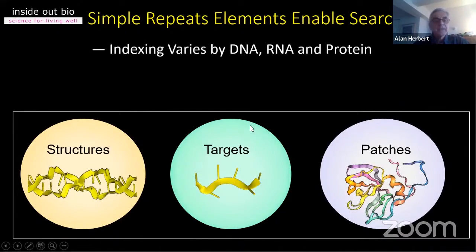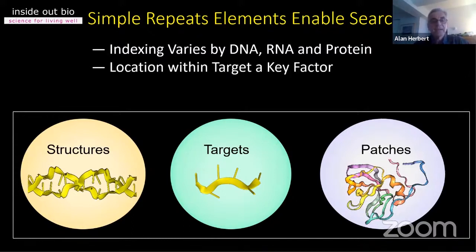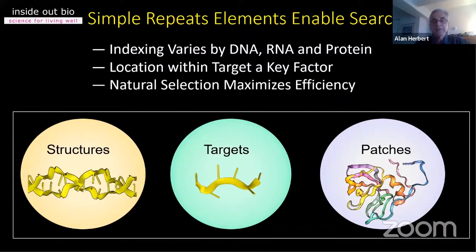So each of these different types of outcomes from simple sequence repeats allow search. So you can search by structure, you can search by target, and you can search using these peptide patches on proteins. And so the indexing varies by where these sequence repeats act, whether they act on DNA, RNA, or protein. And the location within DNA, RNA, or protein actually determines whether they are active or not. And you then have natural selection to maximize the efficiency of the search function in terms of trying to find a particular location or a particular target, or to build a particular biological machine.